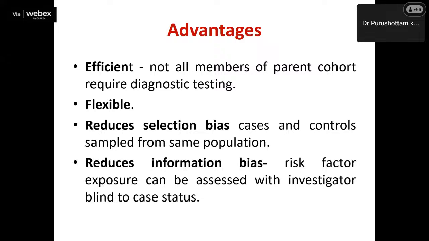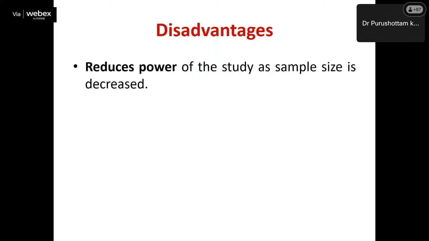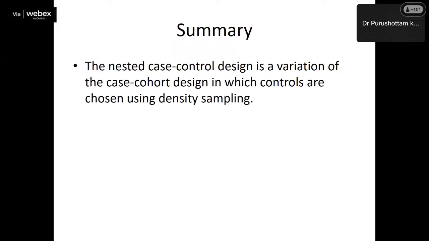हम already जो control ले रहे हैं, that is from the same cohort. That is again the advantage. What is the disadvantage? That reduces the power of the study as the sample size is reduced. So any hybrid study, either it is nested case control or case cohort or crossover, they have less power than the cohort study, but it is better than case control study. So it is in between the case control and cohort study.